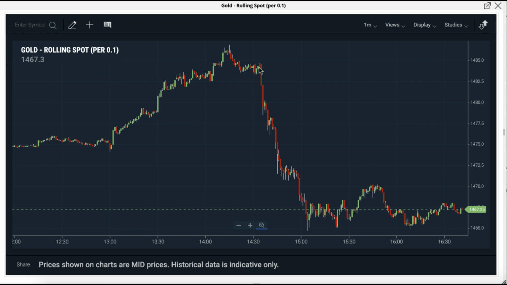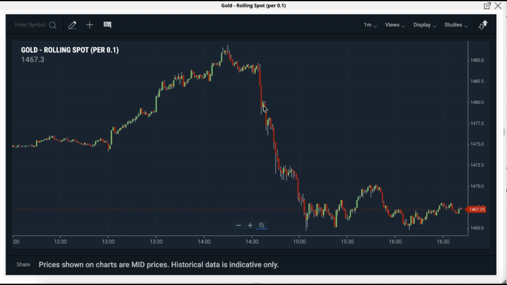And this is a 1 minute chart. Now a lot of traders like to jump on these moves, either looking for a position to fade the moves, or they like to trade the move. And so we get this risk on, big move down in gold.